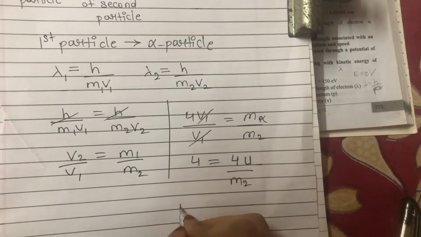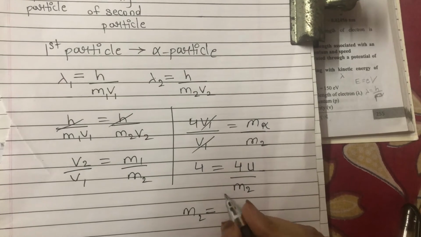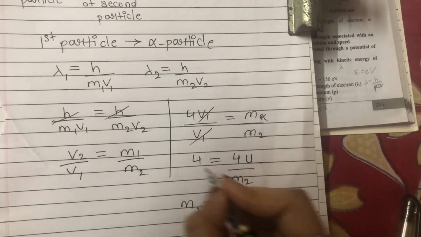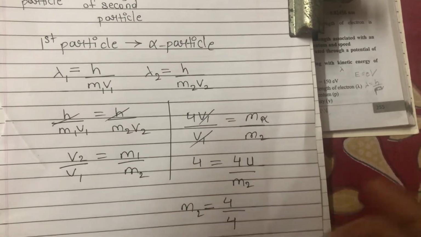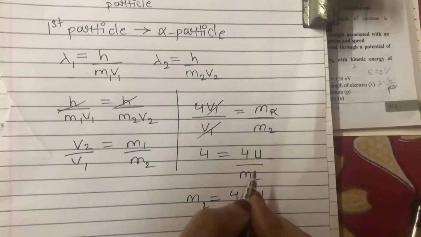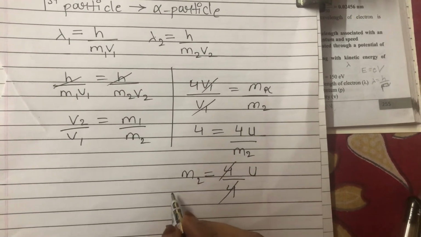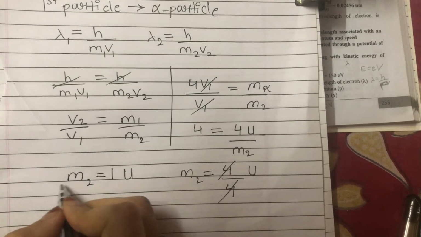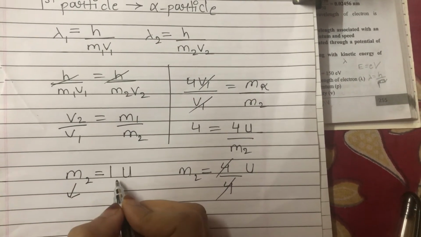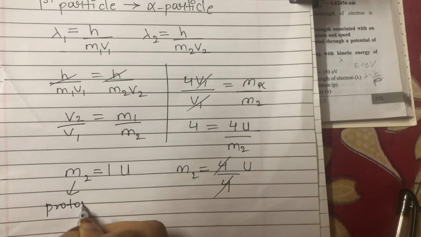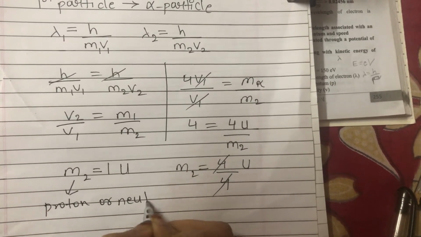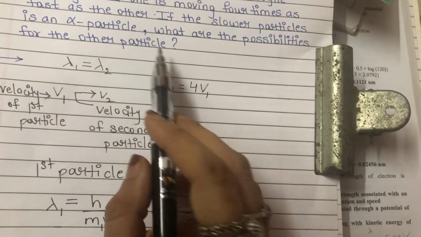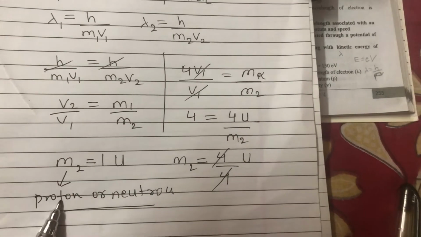So now m2 will be equal to 4 upon 4. This 4 from m2 goes over here, this 4 comes in the denominator, and here we have the unified atomic mass unit. 4 and 4 get cancelled. So the mass of the second particle will be 1 unified atomic mass unit. So this mass, which is 1, can be of a proton or neutron. So our other particle, that is the second particle, can be a proton or neutron.